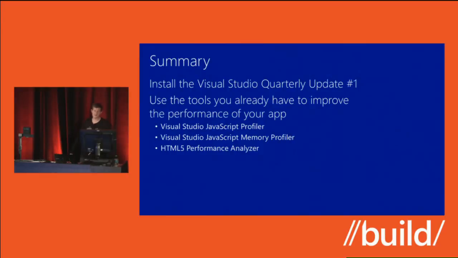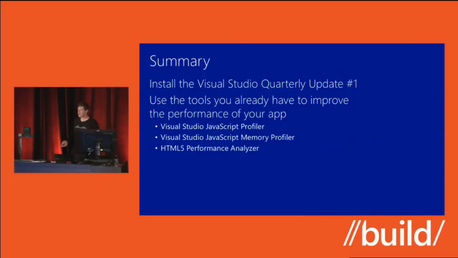But we only have 7 minutes left. So, summary: install the quarterly update. You're going to get the memory tool that I just showed you. You don't have to do any extra work. Visual Studio will tell you with a little pop-up notification that updates are available when you launch it. Just install that. You have the JavaScript memory profiler we showed. Use the tools you have available to improve the performance of your app. All of them are free. All of them come with Visual Studio 2012 for Windows 8, the free version.